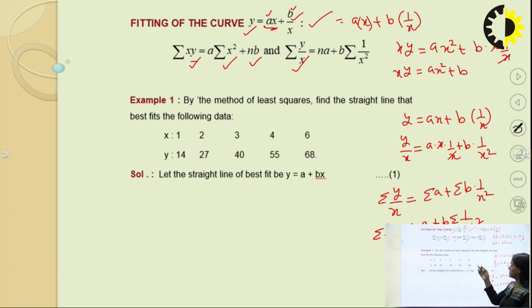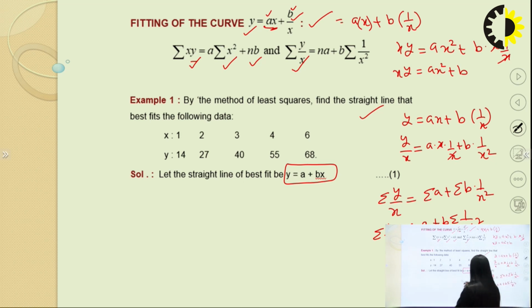Now let us understand from the example given here how to apply the method of least squares and find the straight line that best fits the following data. Here the data is given: x is 1, 2, 3, 4, 6 and y is 14, 27, 40, 55 and 68. As we have to fit a straight line as the best fit, we will assume that the equation of the straight line is y is equal to a plus bx.